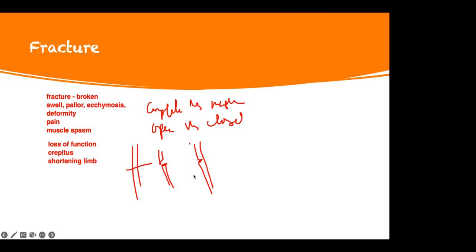Closed means there is skin still attached, you don't see the bone. And open means the skin is broken, and one end is exposed. This is the only classification I'm going to give you.